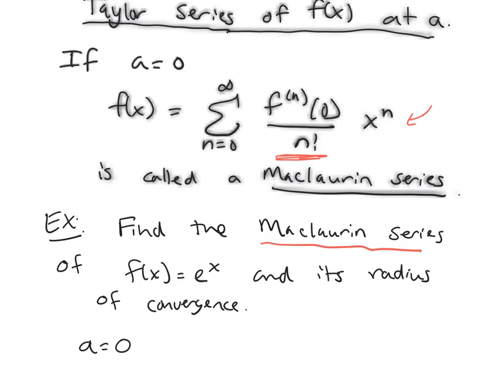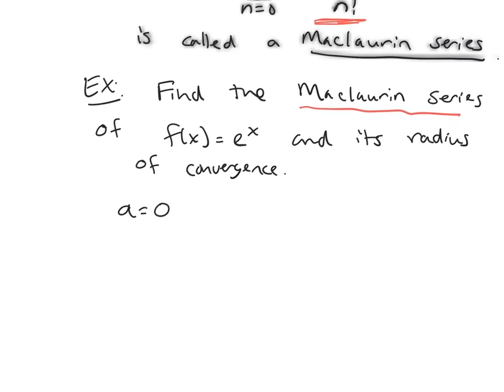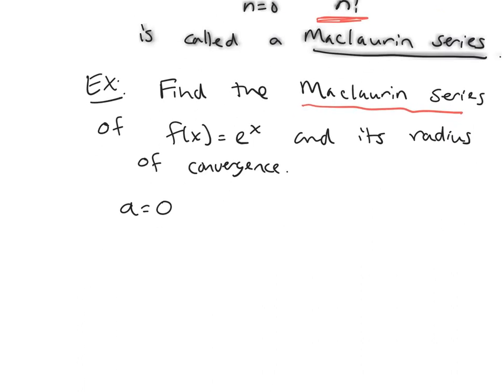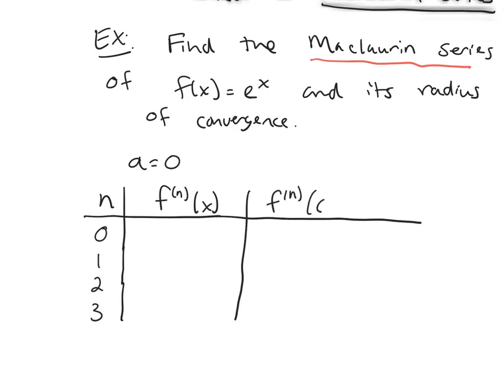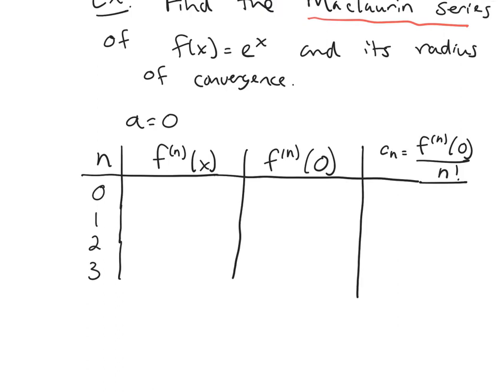So what I do is I organize this into a nice table. It's going to have 4 columns. n is going to represent 0, 1, 2, 3, which term I am on in my series. Then I'm going to take nth derivatives. I'm going to plug in a, which is 0, into that. And then the last column is my coefficients, where I divide by n factorial. You can think of it like each column builds on the previous column.